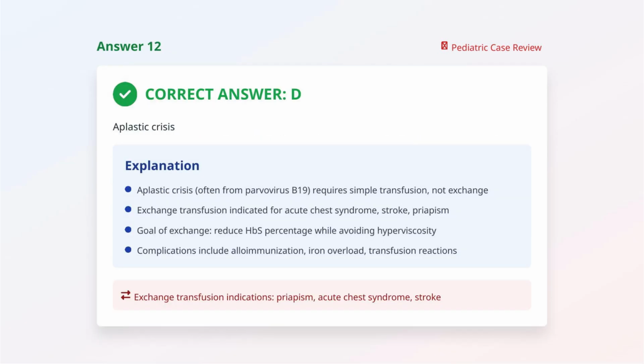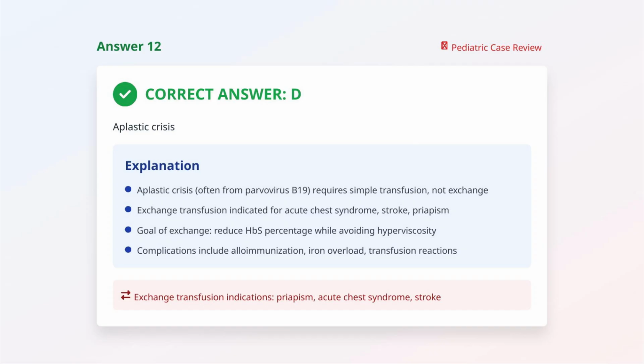The correct answer is D. Aplastic crisis does not typically require exchange transfusion in sickle cell disease. Aplastic crisis, often caused by parvovirus B19 infection, requires simple transfusion to address the profound anemia, not exchange transfusion. Exchange transfusion is indicated for acute chest syndrome, stroke, and priapism.